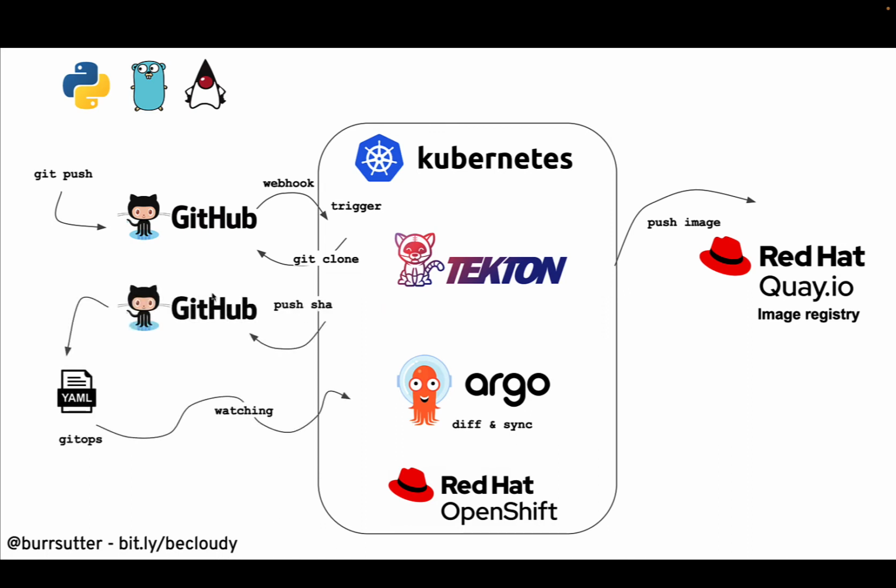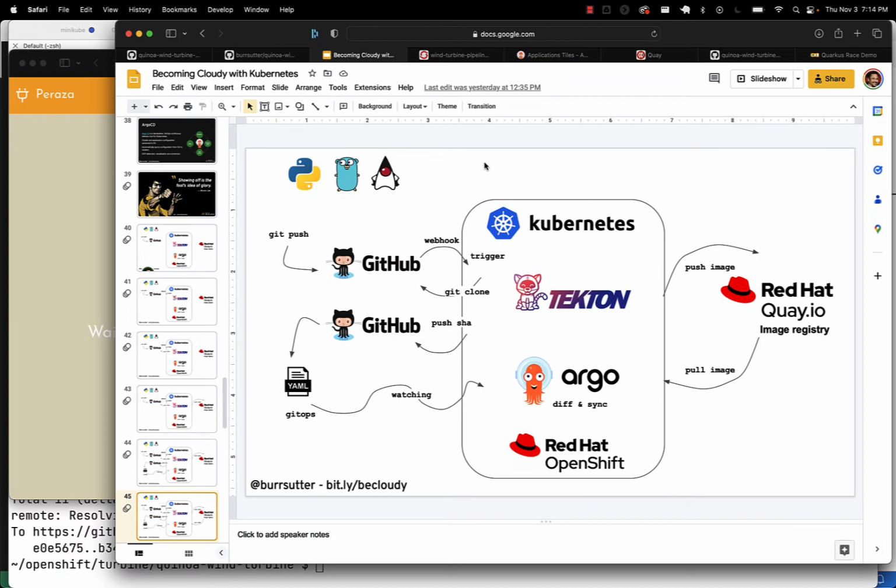Then Tekton updates the SHA on GitHub. That's the little YAML we saw earlier, the customization file. That is being watched by ArgoCD, which is doing a diff and a sync, and it of course causes the image to be pulled and redeployed. So there are a lot of moving parts here to get that full operation to work.